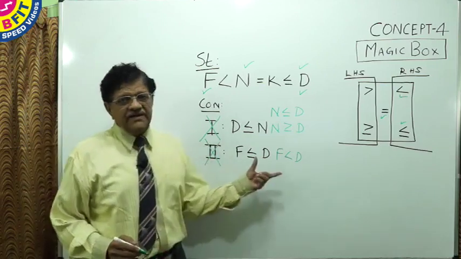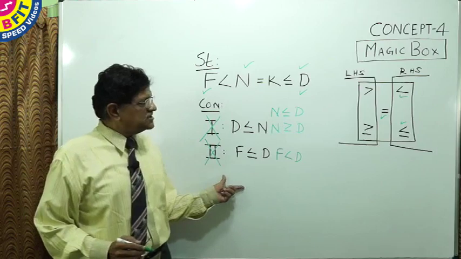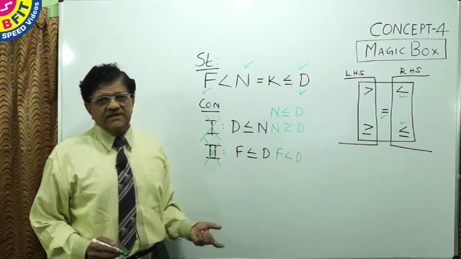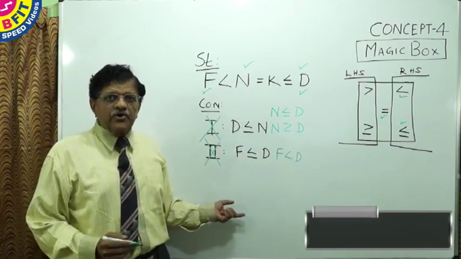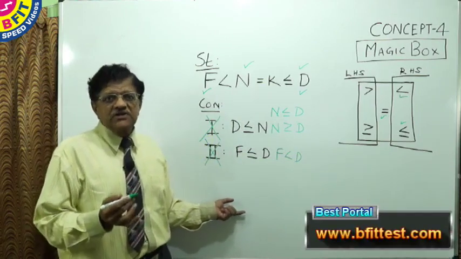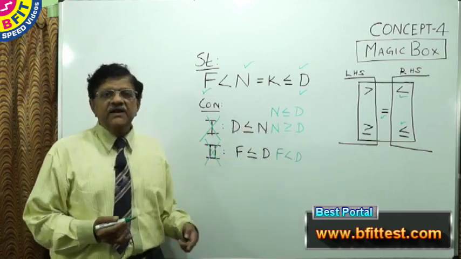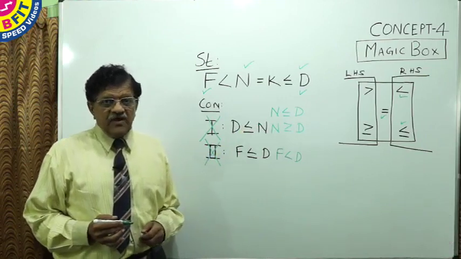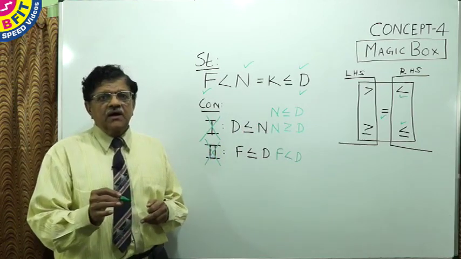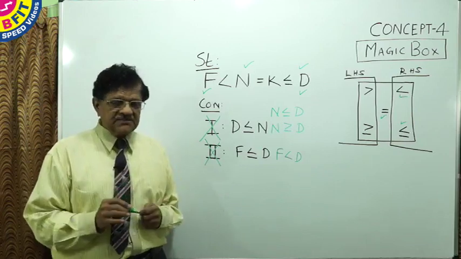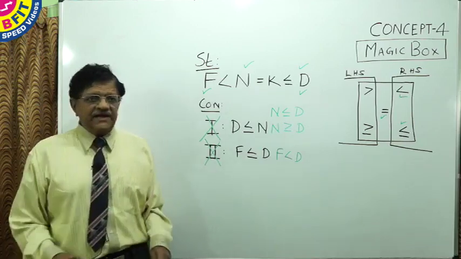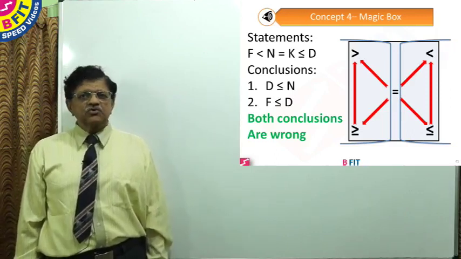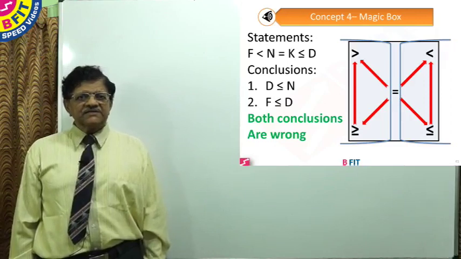Now what we have done is, we have arrived at these conclusions using the magic box. It's a very simple example. The real usefulness of the magic box is where we are trying to solve the coded inequality problem, where codes are substituting the symbols. Let us see the answer slide. For this problem, the correct answer is both conclusions are wrong. Now let us see the next concept.